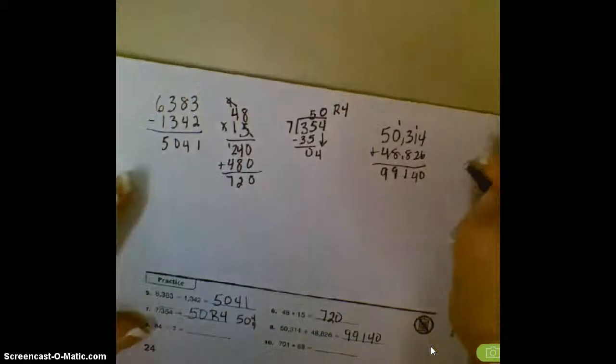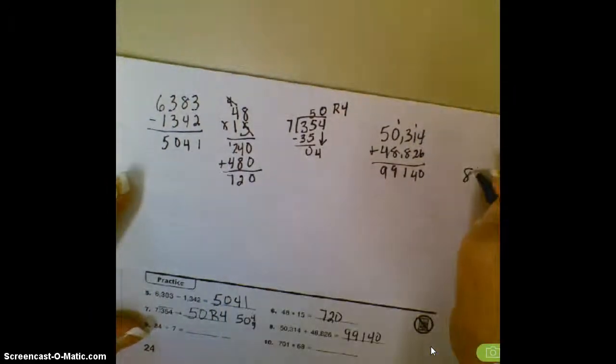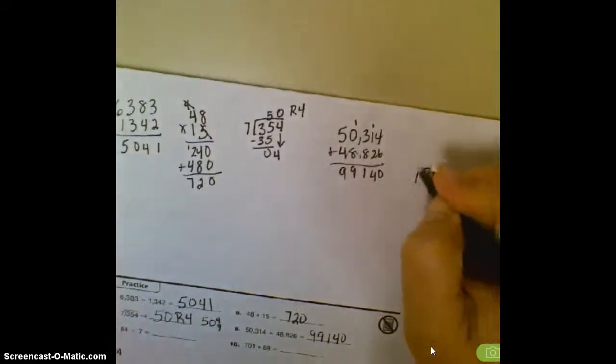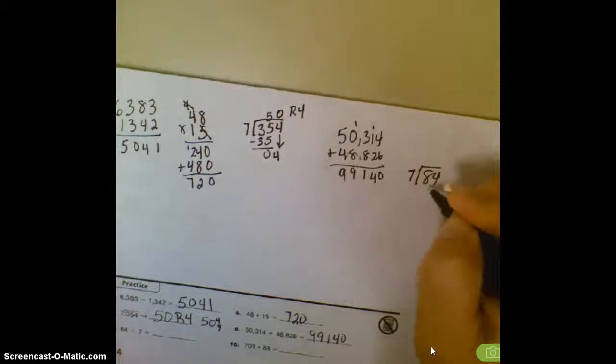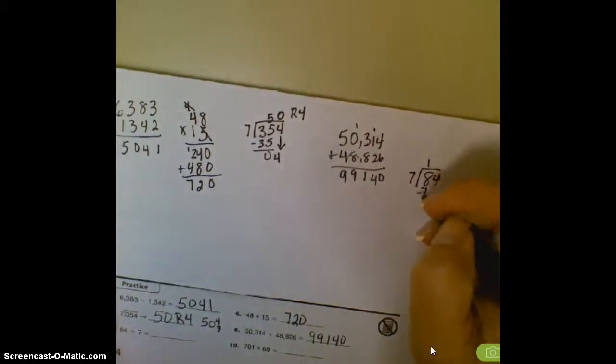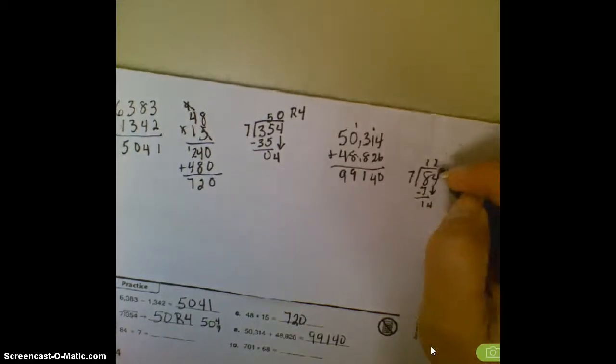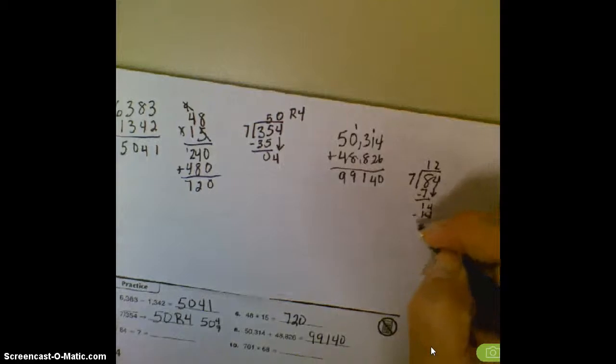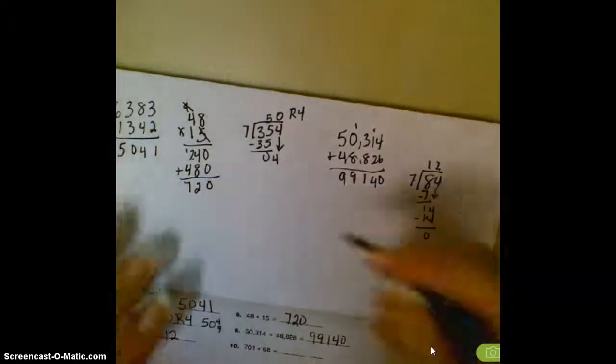And now we've got 84 divided by 7. Let's look at our first digit. It will go in one time, and then I can subtract. Bring down my second digit, and I get a 4. 7 times 2 is 14. Subtract, and I get 0. So this one would be a 12.